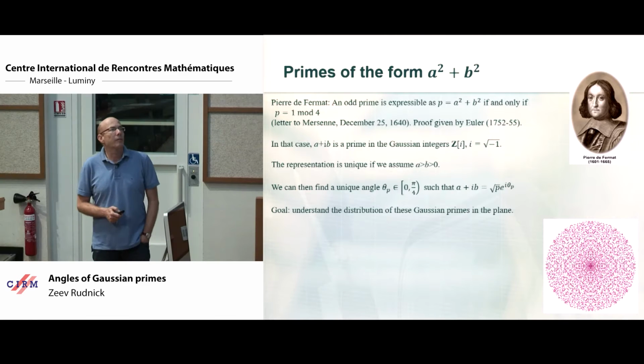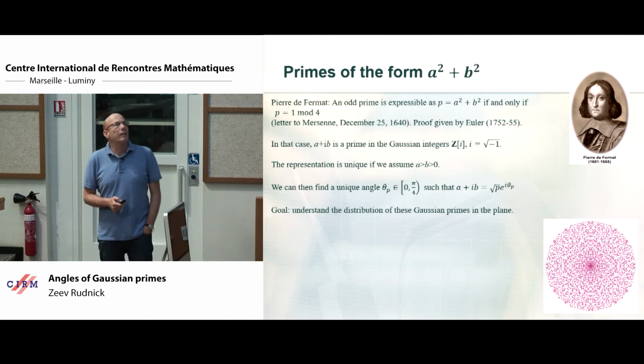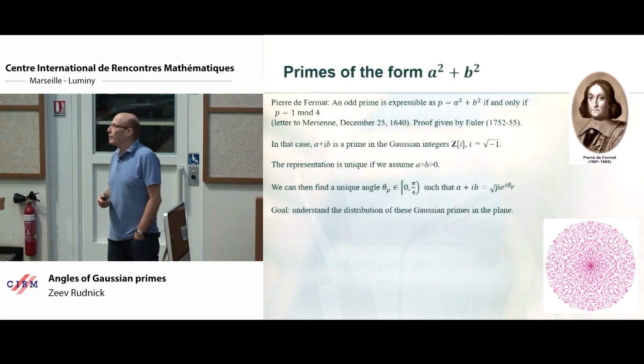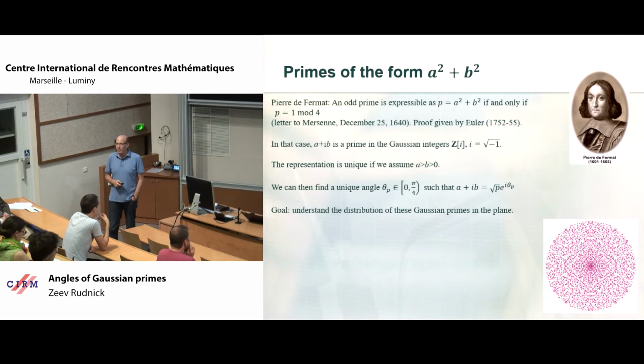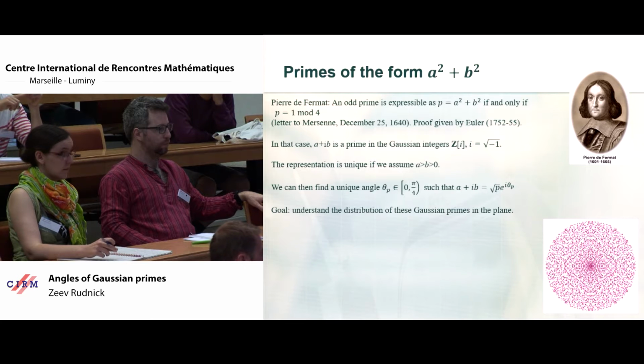And for such primes, we can express them as the norm of a Gaussian integer, which is itself necessarily irreducible as a Gaussian integer, that is a prime Gaussian integer. And this representation as a sum of two squares is essentially unique. You can, of course, switch the roles of A and B and change their signs, and that's it. So there's essentially a unique way to represent such a prime as a sum of two squares.